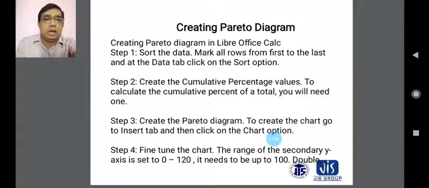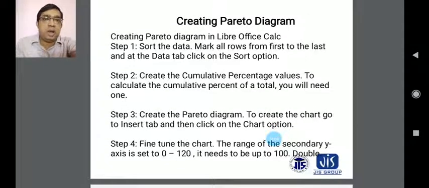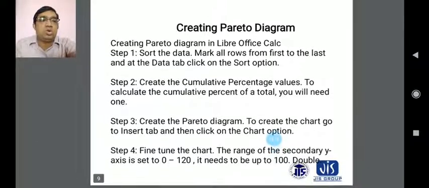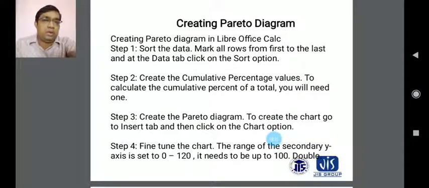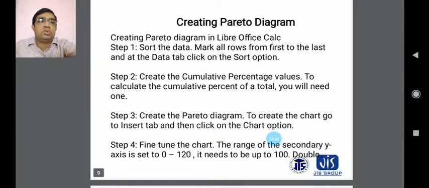And another thing is step 2, create the cumulative percentage value. In step 2 you calculate the cumulative percentage of the total. And another thing is step 3, create the Pareto diagram. Basically, the cumulative percentage values will be found and calculated from the cumulative percentage. To create the chart, go to the insert tab and then click on the chart option.